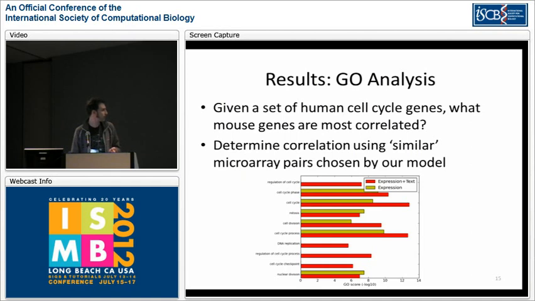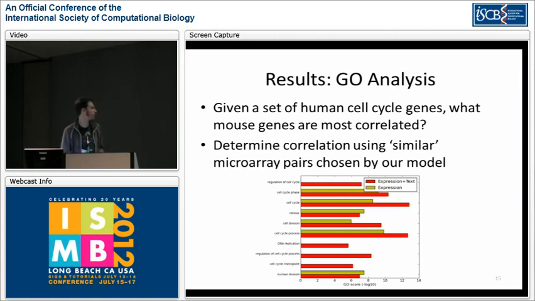To begin with, we used a set of cell cycle genes. Cell cycle genes are fairly well studied. So basically, we began with a set of human cell cycle genes. We ended up with a set of mouse genes. And then we performed GO enrichment to determine what terms showed up with those mouse genes that we found. Unsurprisingly, we found lots and lots of cell cycle related terms.